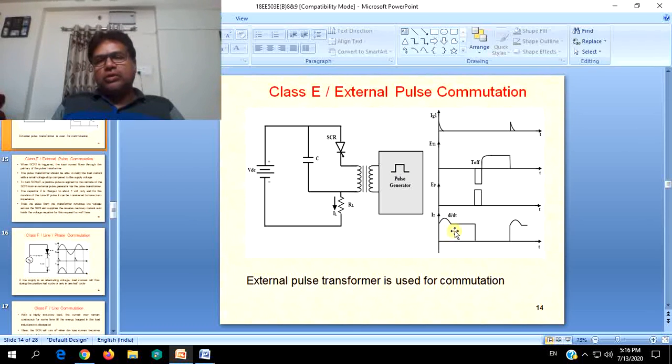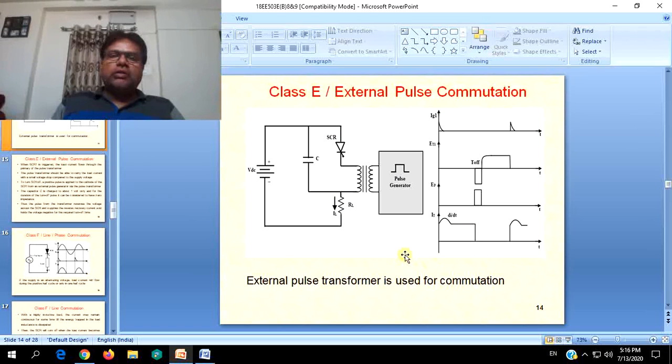So the load current will be only this much, but the SCR current will be more during this period. And during this process, just similar to the previous case, the bottom plate becomes positive and the upper plate becomes negative, and load current continues to flow through the SCR as well as the load.